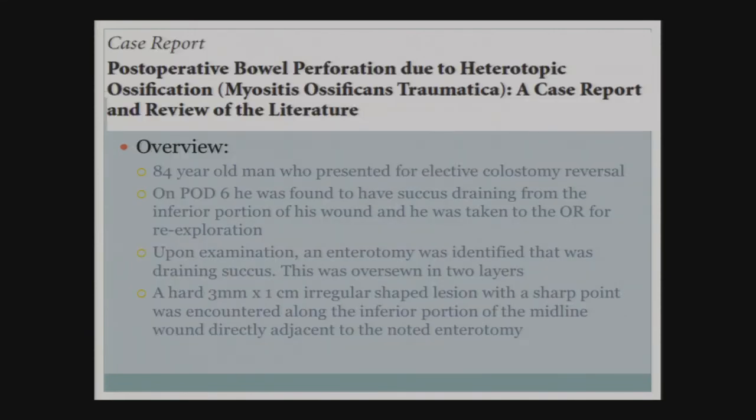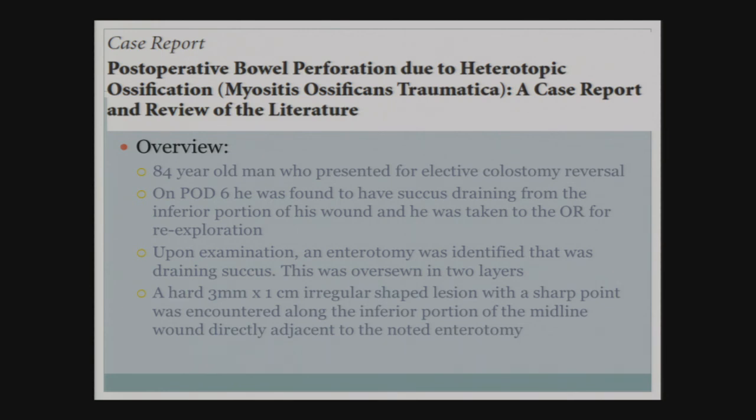A second case report published in 2003 titled Postoperative Bowel Perforation Due to Heterotopic Ossification. Their patient was an 84-year-old man who presented for elective colostomy reversal. He underwent the reversal, and then on post-op day 6, he was noted to have succus draining from the inferior portion of his wound, and he was taken back to the operating room for exploration. At that time, an enterotomy was identified that was draining succus. It was oversewn in 2 layers.